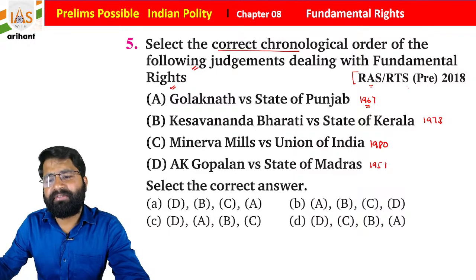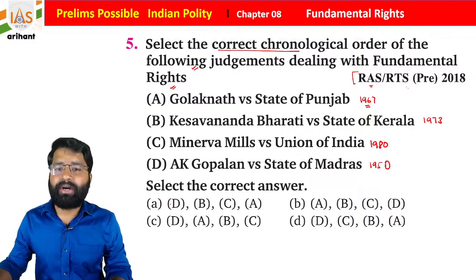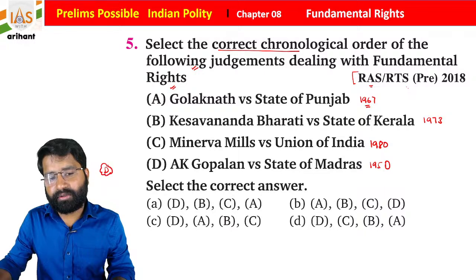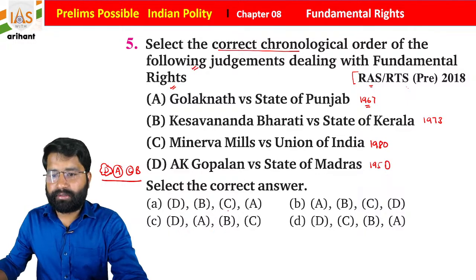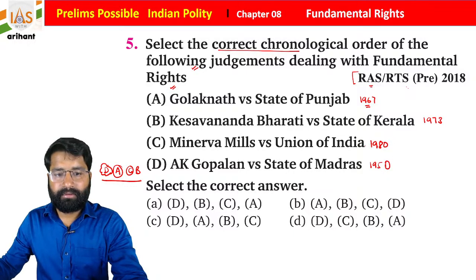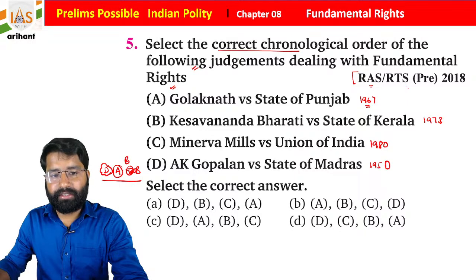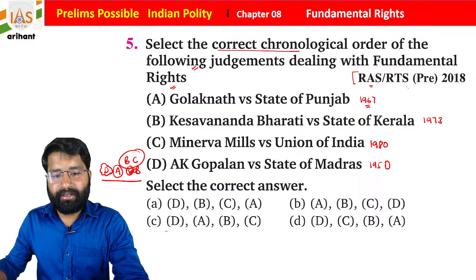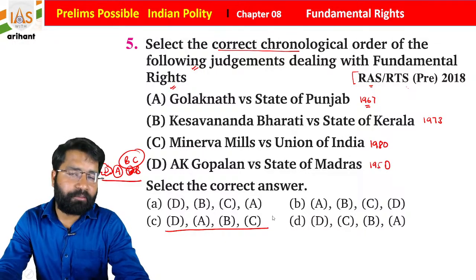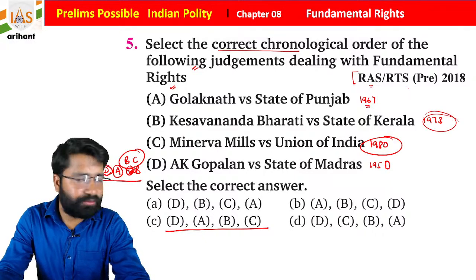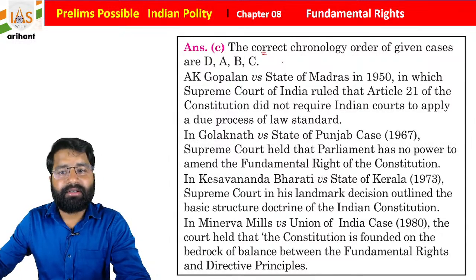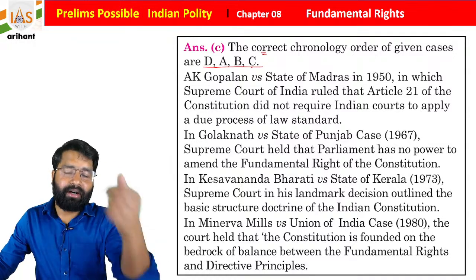Okay, it was 50. So if you go through this, basically D will be first in the chronology, and after that, students, A, Golaknath case, and then, sorry, it is B and then C. So D, A, B, C. So option C is going to be right for the same, because it is 1988 and 1973. So if you go through the right answer, students, statement C is going to be correct. So the chronology is D, A, B, C.